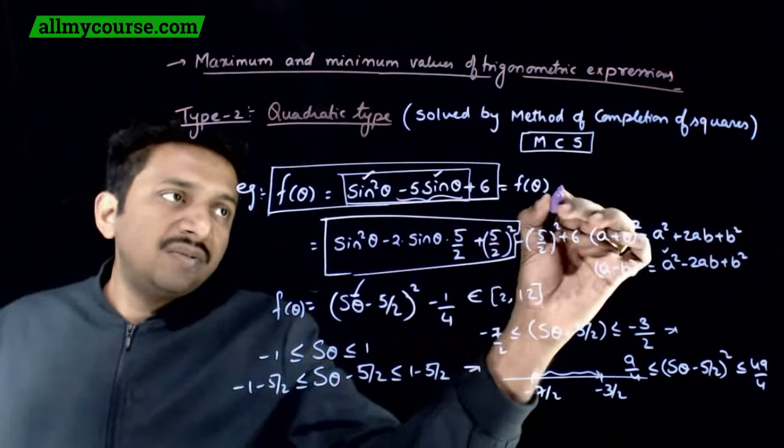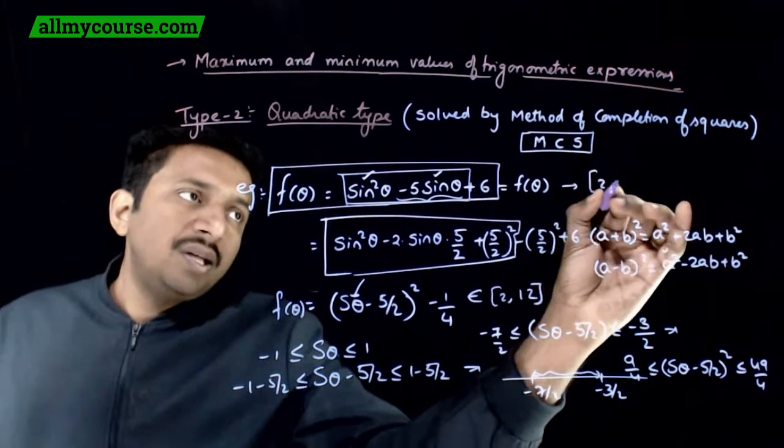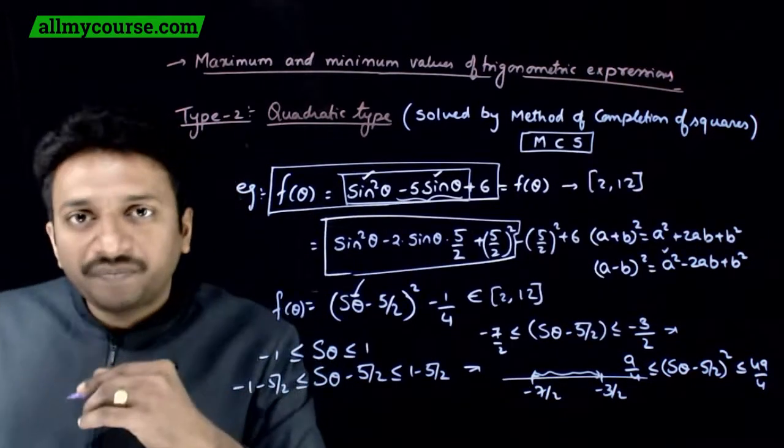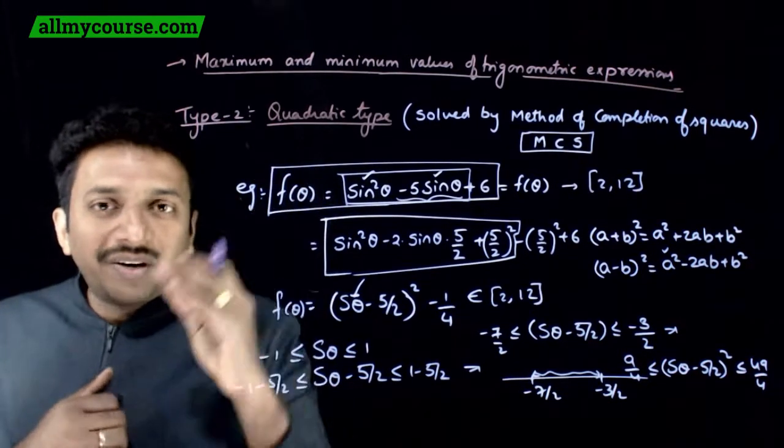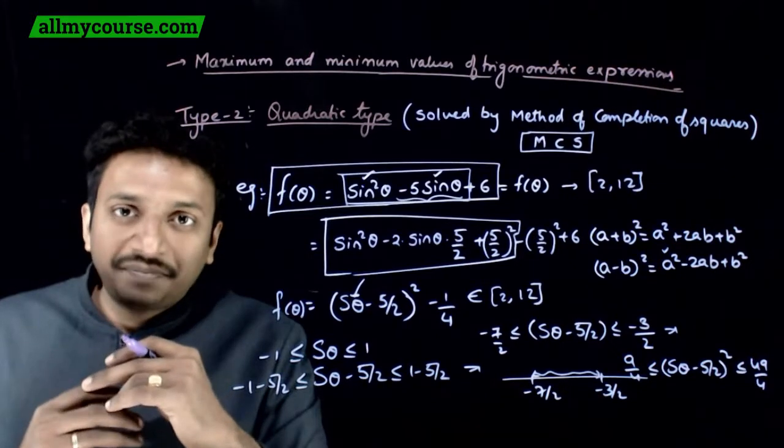So what is the range of this expression? The minimum value is 2, the maximum value is 12. So this is how we deal with trigonometric expressions of the quadratic type.